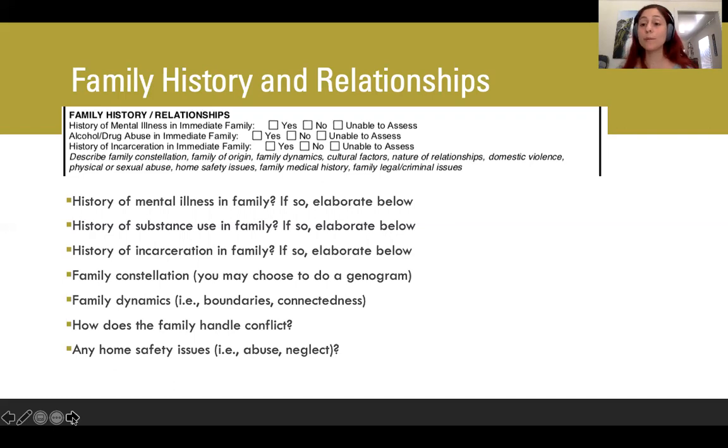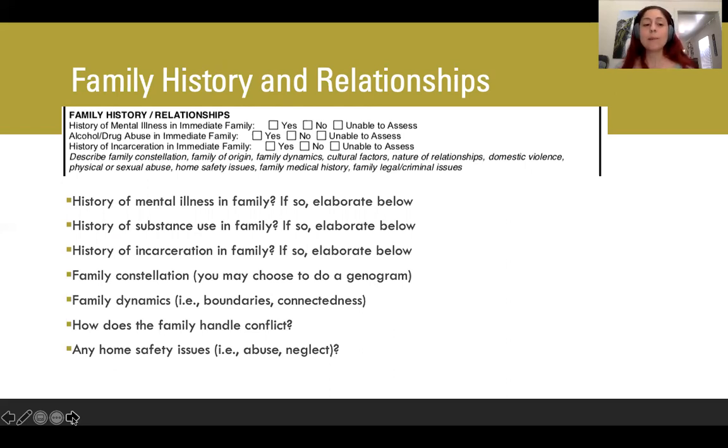For alcohol or drug abuse, same thing. If yes, which substances, which family member, and how has the client been affected? And then incarceration, again, for what, which client, and how has the client been affected, okay? So elaborate on those things here. This is also the point where you may choose to do a genogram. If you're into systems and you want to see kind of the relationships and the boundaries between different family members, a genogram is super helpful. You'll learn a lot more about doing a genogram when you take family therapy, but there are other resources I can point you to if you have questions.